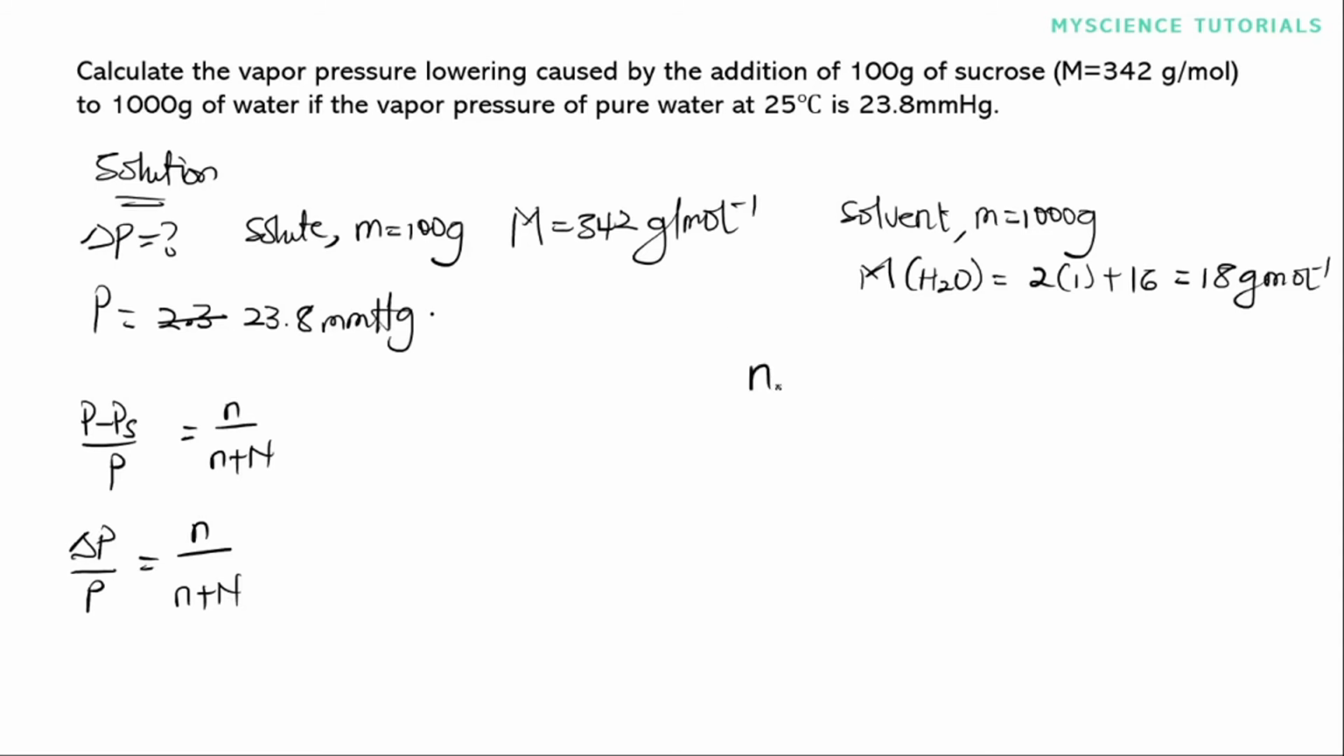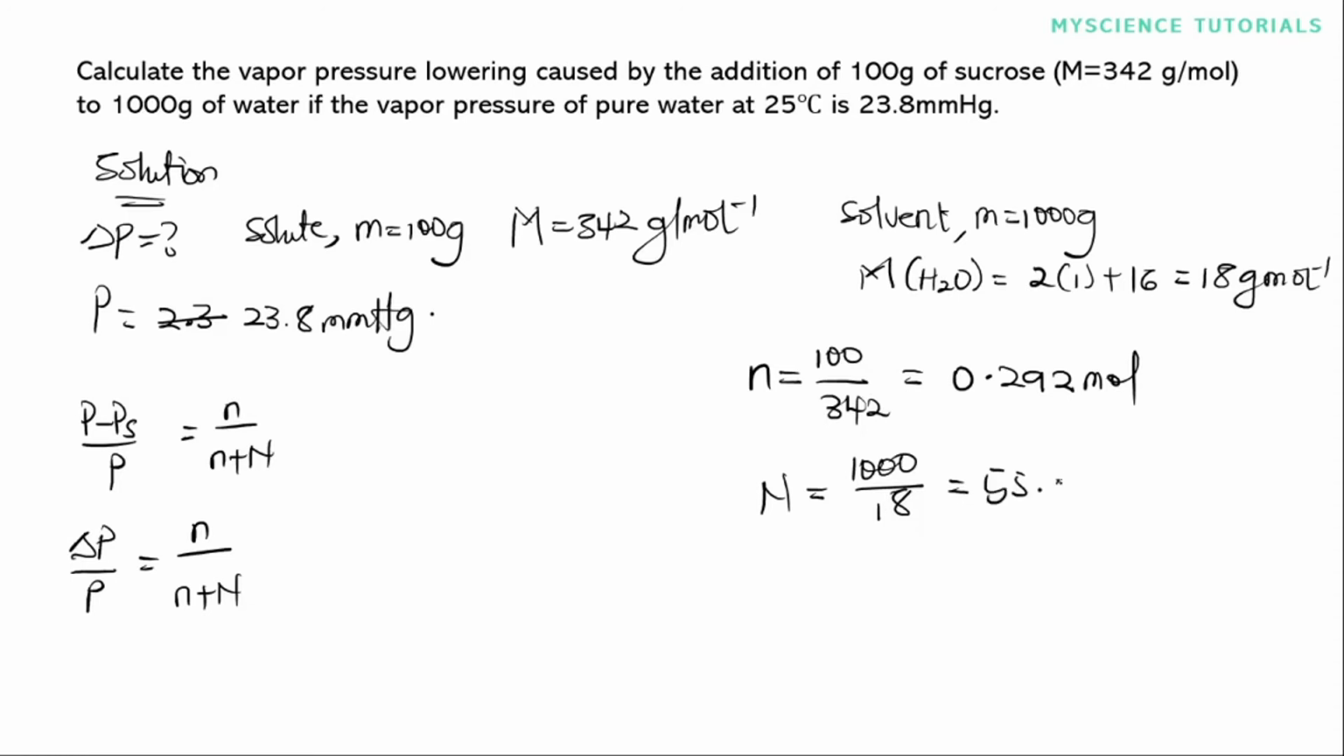So let's find small n. Small n is equal to the mass of the solute, which is 100, over 342. So if we punch that into our calculator, we are going to get 0.292 mole. Alright, so let's find capital N, which is the mole of the solvent. So we have 1000 grams of the solvent over 18, which is the molar mass of the solvent. So if we do that, we are going to get 55.556 mole.